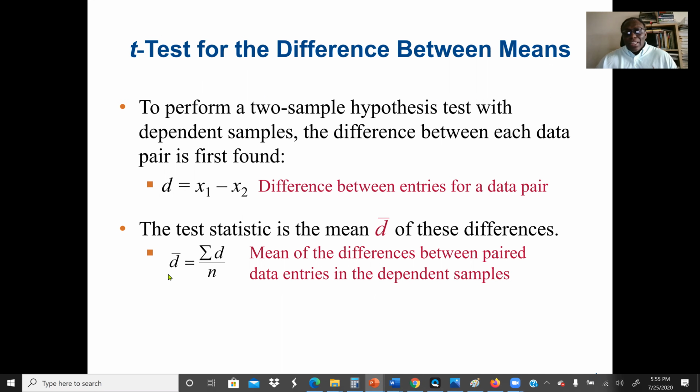Then the next step, we find the D average. So the D average will be the sum of all the Ds divided by the sample size. So again, D here means the difference of each pair of values in the two samples. If the sample size is 10, we are going to find D1 up to D10. Then after that, we find the D mean, or here we say the test statistic is the D mean, the mean D of these differences. So we add all the differences of the values, then we divide by the sample size.